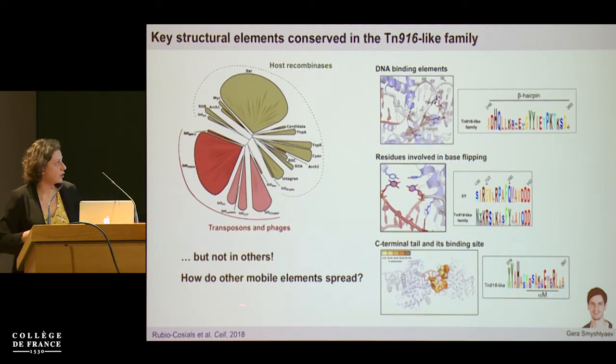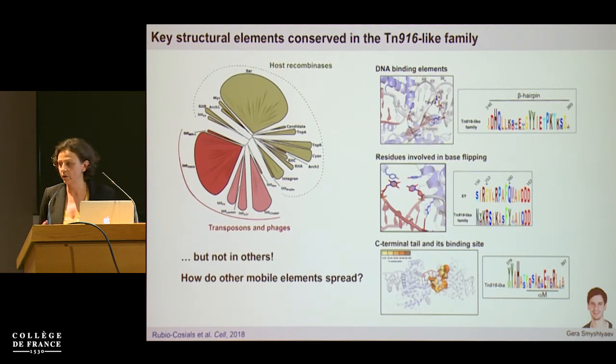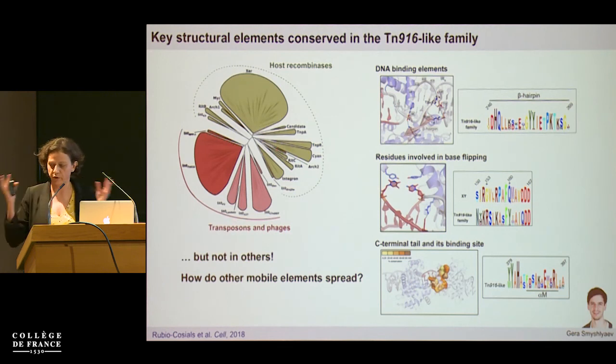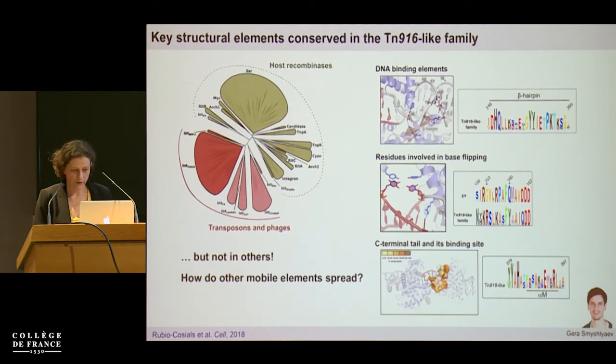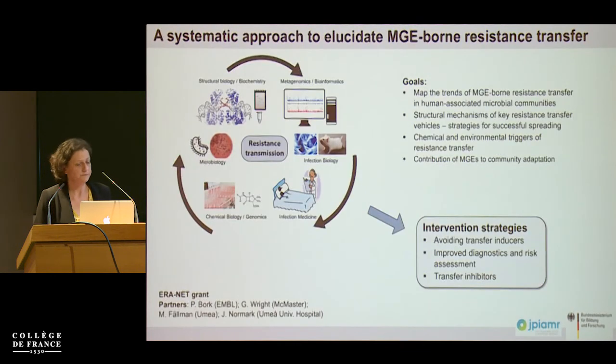But they are actually not conserved in other families, and so we are now moving into other classes of conjugative transposons to get a broader view of how these things move, what the differences are, and what the spectrum of types of mechanisms is.